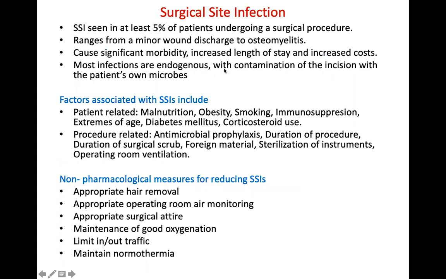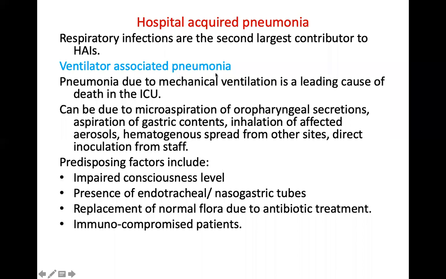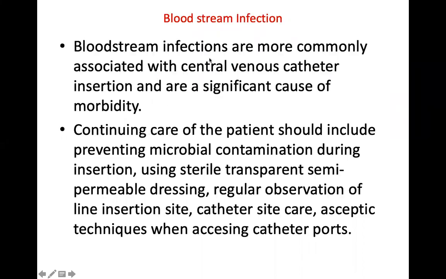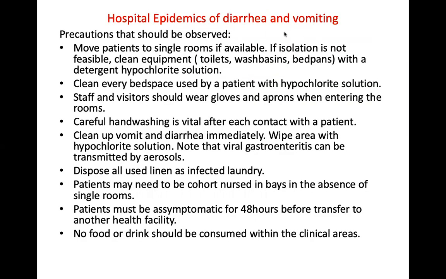You know, you have a wound in this patient. Patients who are on ventilatory support have a risk of getting pneumonia, hospital-acquired pneumonia. Okay, bloodstream infections, right from the time you're taking blood. And somebody who has a venous catheter has a high risk of getting infection. So those are the areas I wanted to focus on. And then, of course, diarrhea, something that can easily spread within the hospital setup.